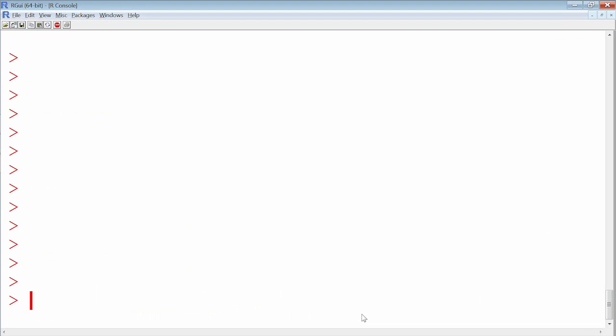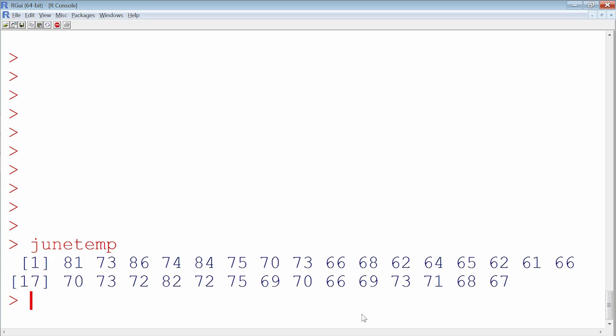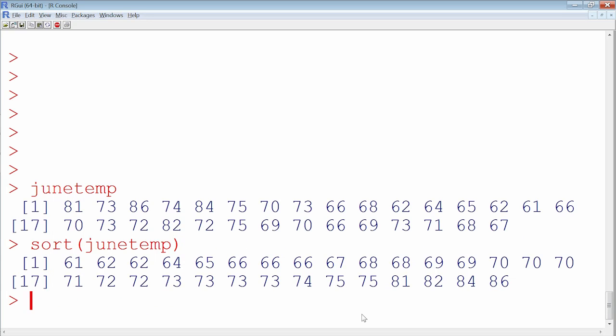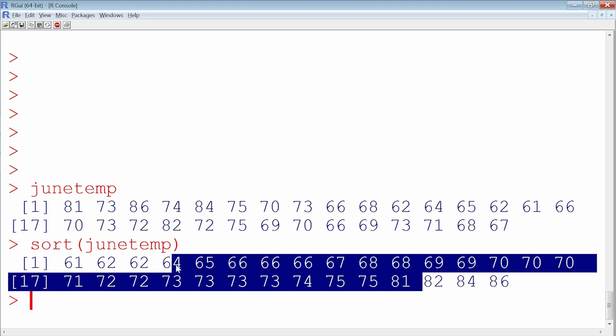Before moving on, let's take a look at June temp so we know what trim will do when calculating the mean. Again, June temp is the 30 days of temperature in June sorted by date. If we sort the values using the sort function, we'll arrange the temperatures from lowest to highest and not by date. If we set trim to be 10% when calculating the mean, we will omit the 3 lowest values, 61 and the 62s, and the 3 highest values, 82, 84, 86, when calculating the mean. The mean will be calculated using only the middle 24 values, and this is useful because sometimes our data might have outliers and the mean is sensitive to outliers.